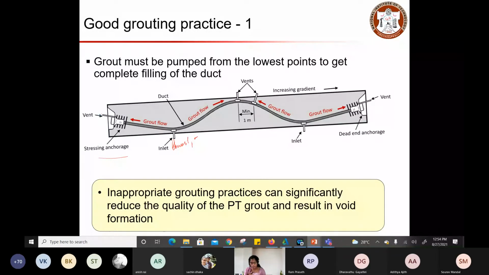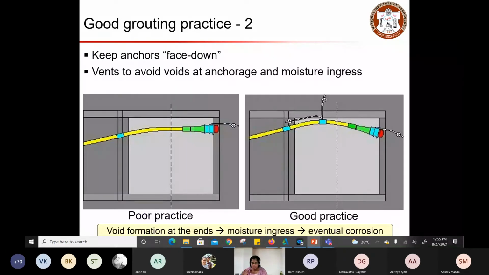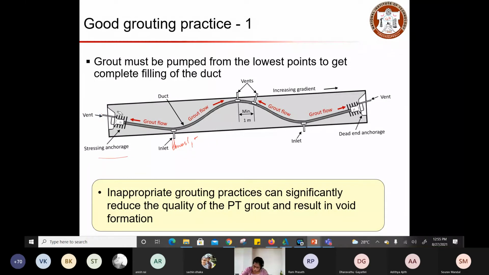So our idea is to avoid void formation. This kind of practice will help us ensure there is no void by pumping the grout from the lowest to the highest point. And the other way, here you can see I have shown you the ends.